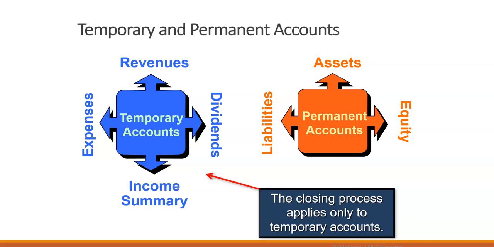We close those all to an account called income summary. Once we've closed revenue, expenses, and dividends, we then close the income summary account to retained earnings. The amount that is in the income summary account after we post our closing entries of revenues and expenses should match what our net income is on our income statement.